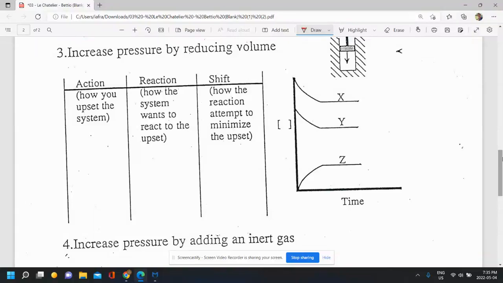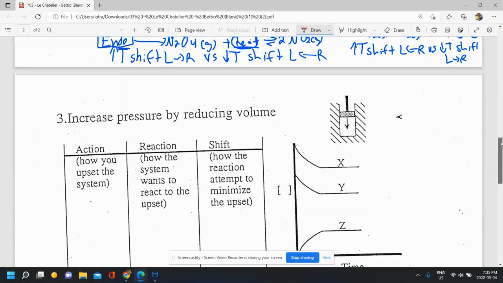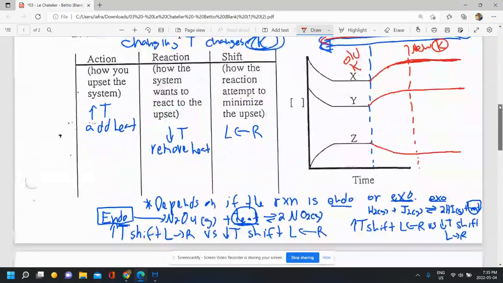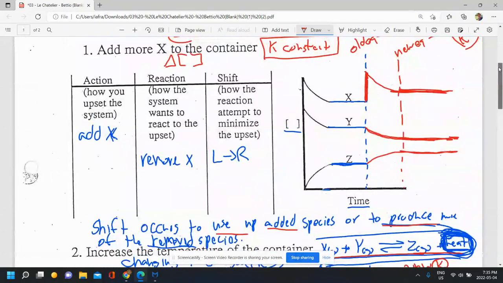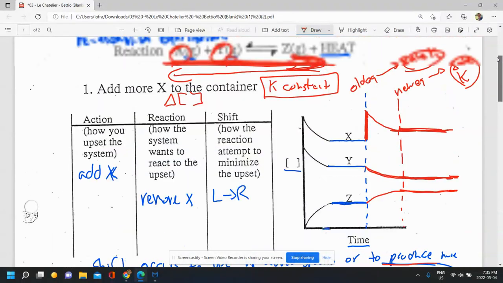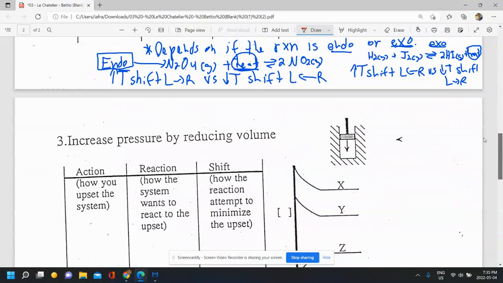In this video, we are going to now take a look at another factor that can shift an equilibrium. In the last video, we saw temperature and we also saw concentration changes. Here we're going to see a factor that affects only gas systems, and this factor is changing the pressure via the volume.